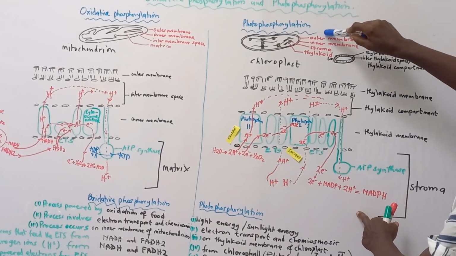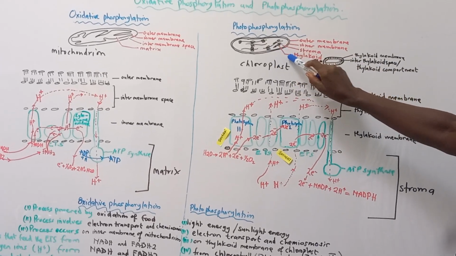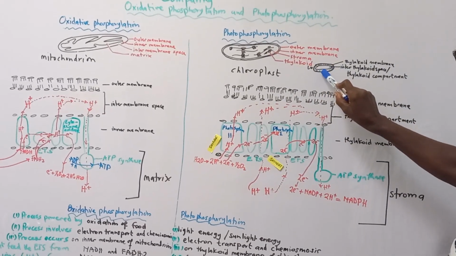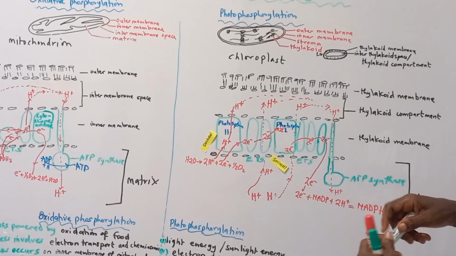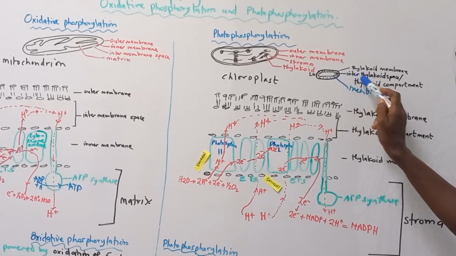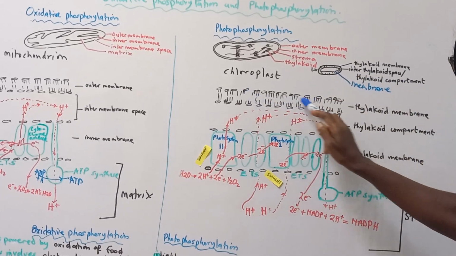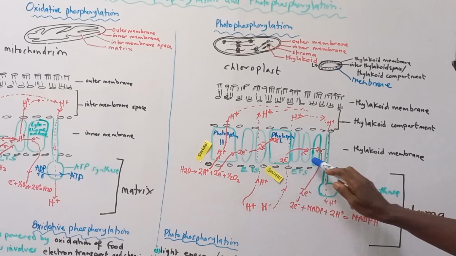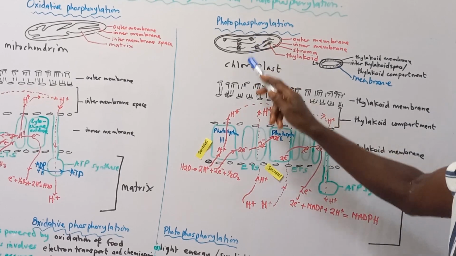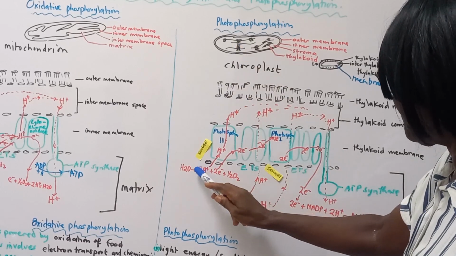Now, photophosphorylation takes place in the chloroplast and specifically in the membranes of the thylakoid. So I have drawn one thylakoid here. This is a thylakoid membrane, another thylakoid membrane, and this area is the interthylakoid space or the thylakoid compartment. So here we have the thylakoid membrane, another thylakoid membrane. This is the thylakoid compartment here, and in photophosphorylation, the energy that powers the process is from sunlight.